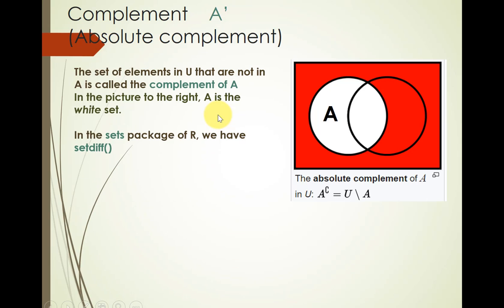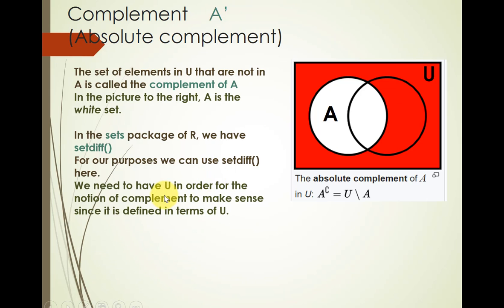In the sets package of R, we have something called setdiff. For our purposes, we can use setdiff for the complement of A. So there's U, this is U. So we need to have U in order for the notion of complement to make sense, because it has to be everything outside of A and in U, since it's defined in terms of U. So here we have a set U, suppose, which is 1, 2, 3, 4, 5, 6, 7, 8, 9, 10, and F, which is 1, 3, 5, 7, 9.